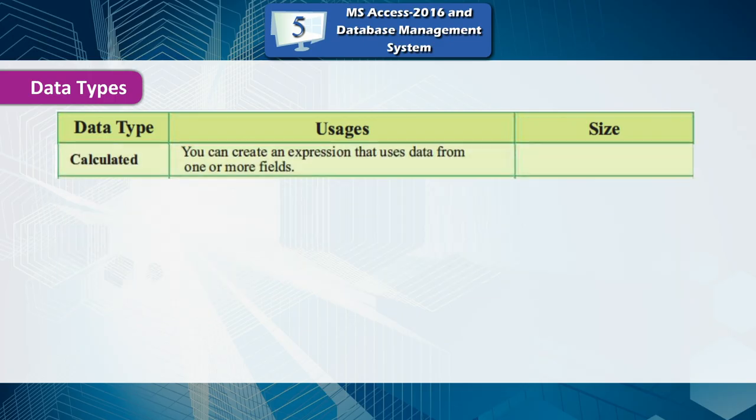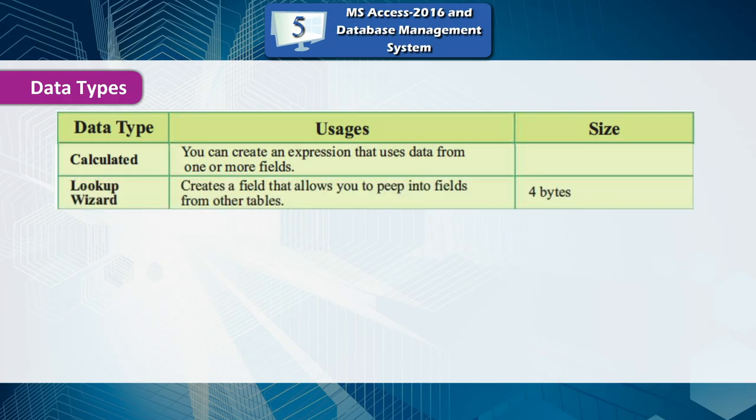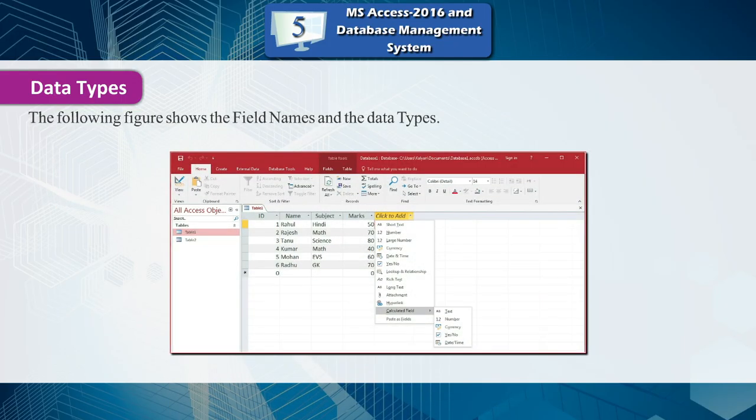Up to 2 GB. Calculated: you can create an expression that uses data from one or more fields. Lookup Wizard: creates a field that allows you to peep into fields from other tables, 4 bytes. The following figure shows the field names and the data types.